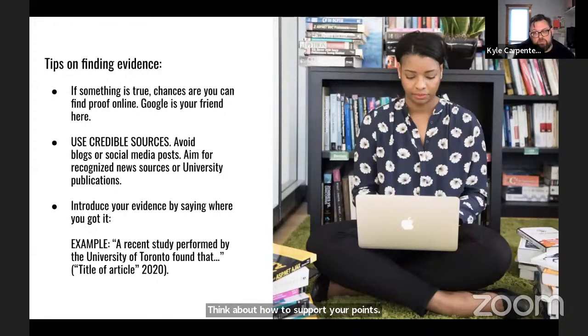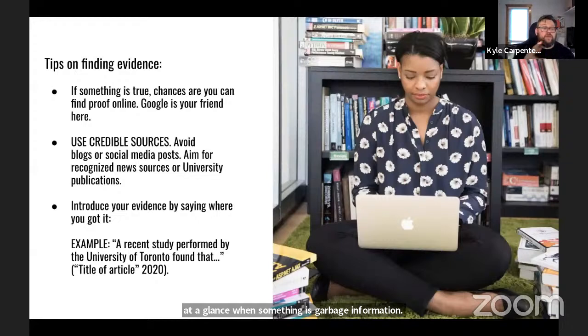Google should be your first place. There are more academic ways to prove that something is true, but if it is true, chances are you can find proof online. Start there. The key, of course, is to use credible sources. We all know, we're a few years past fake news being the thing, but at a glance you can tell when something is garbage information. Try to aim for credible sources.